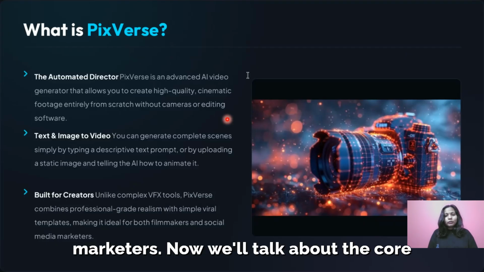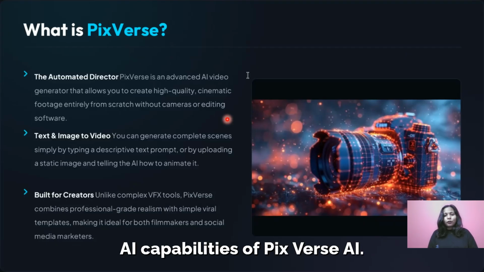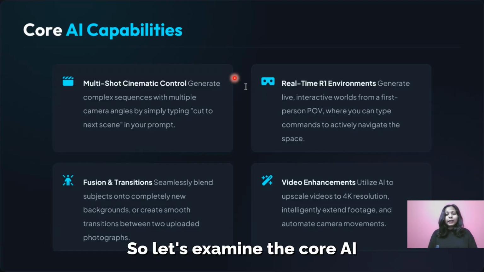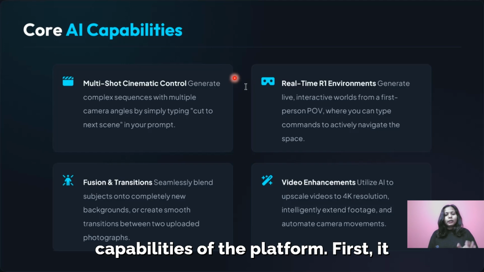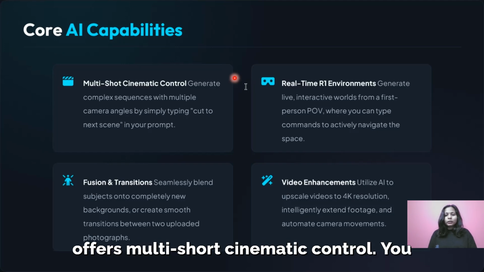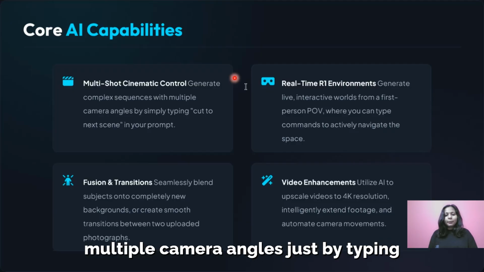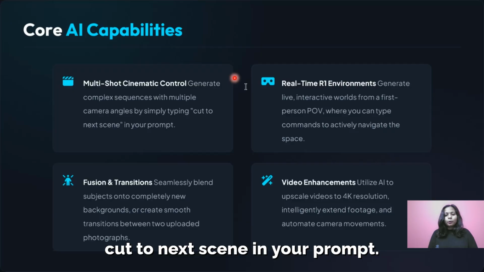Now, we'll talk about the core AI capabilities of PixVerse AI. So, let's examine the core AI capabilities of the platform. First, it offers multi-shot cinematic control. You can generate complex sequences with multiple camera angles just by typing cut to next scene in your prompt.